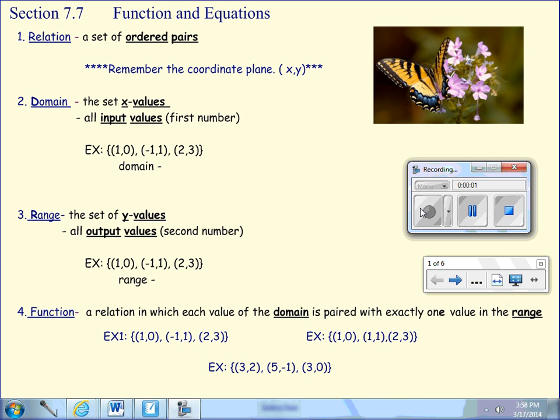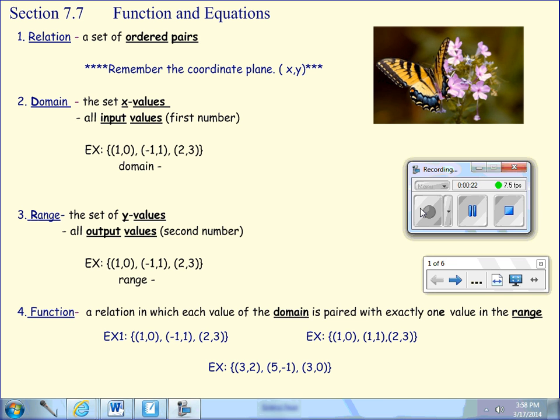In this lesson of section 7.7 in functions and equations, we will be discussing four terms. The first one is called the relation. It is a set of ordered pairs. Remember when we were working on the coordinate plane and you had an x and a y coordinate? Both of those together are called an ordered pair.